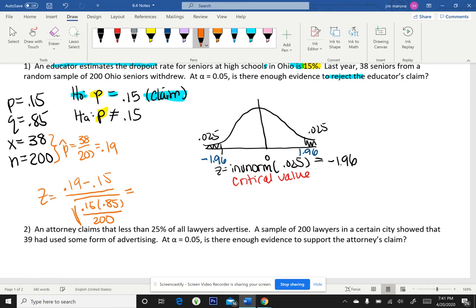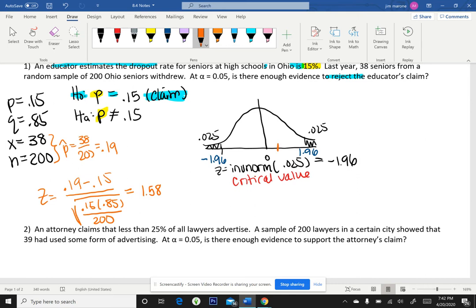It's up to you how you want to type this into your calculator. I usually type in the top, and then I would do 0.15 times 0.85, press enter, divided by 200, press enter, and take the square root of that number, press enter, and then divide them. And no matter what you get, 1.58 approximately. If you round differently when you're doing your calculations, you might get a slightly different answer, but it's not going to make a huge difference.